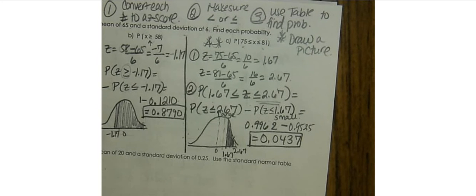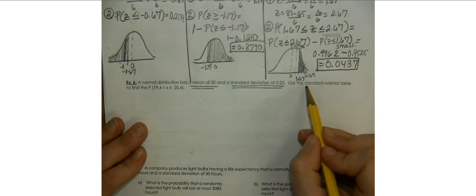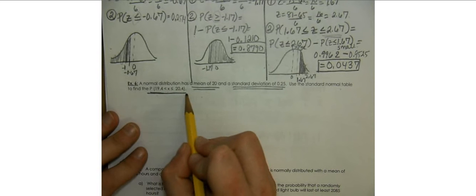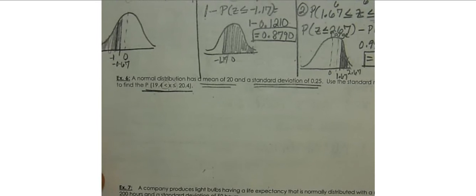Let's go ahead and look at example number 6, and it's going to use the same skill that we just did in letter C in order to do example number 6. So it says a normal distribution has a mean of 20 and a standard deviation of 0.25. We want to use the standard normal table to find the probability that a randomly selected value is in between 19.4 and 20.4. The inequality symbol does not matter, whether it's a less than or a less than or equal to, so please just keep that in mind.